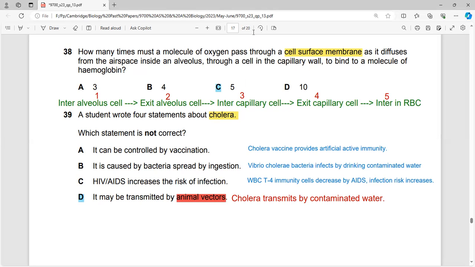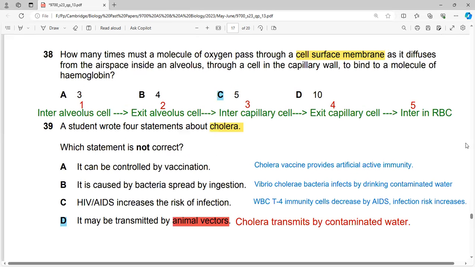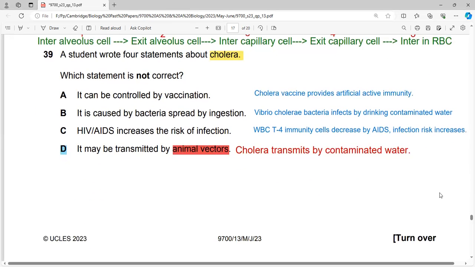We're going to proceed to question number 39. A student wrote four statements about cholera. Which statement is not correct? Here the word "not" is written in bold letters. Why? Because most students do not notice the "not" and start moving in the wrong direction for the answer. So always be careful in the question, where it is written "not", where it is written "always", where it is written "only". These are the indications for answers.